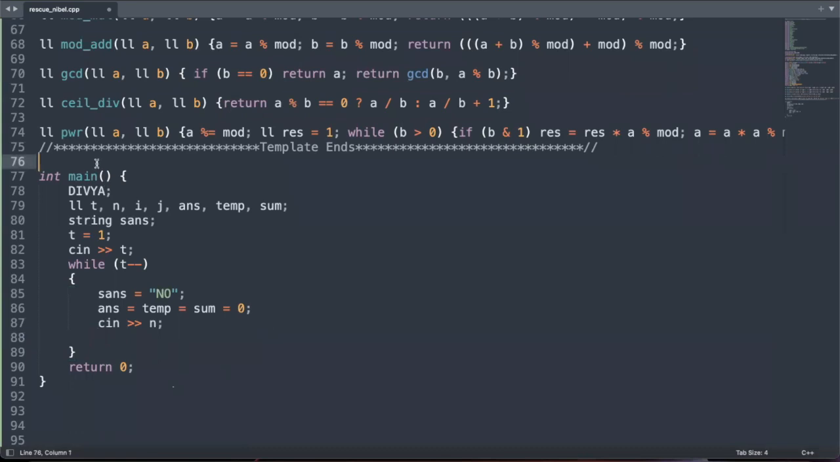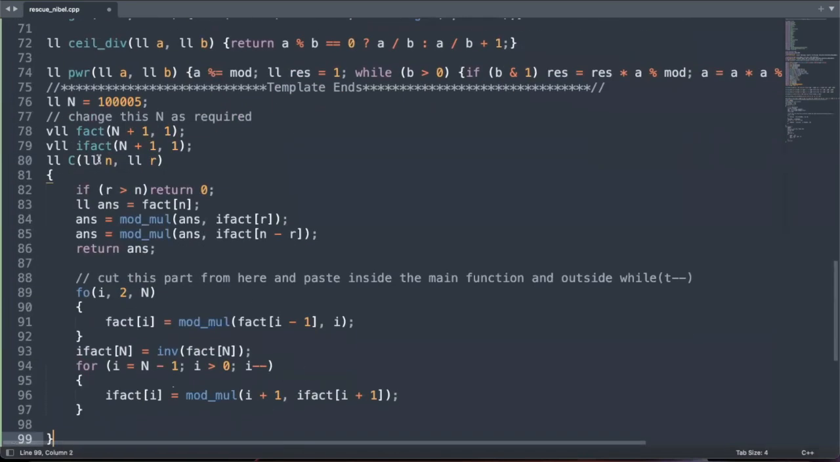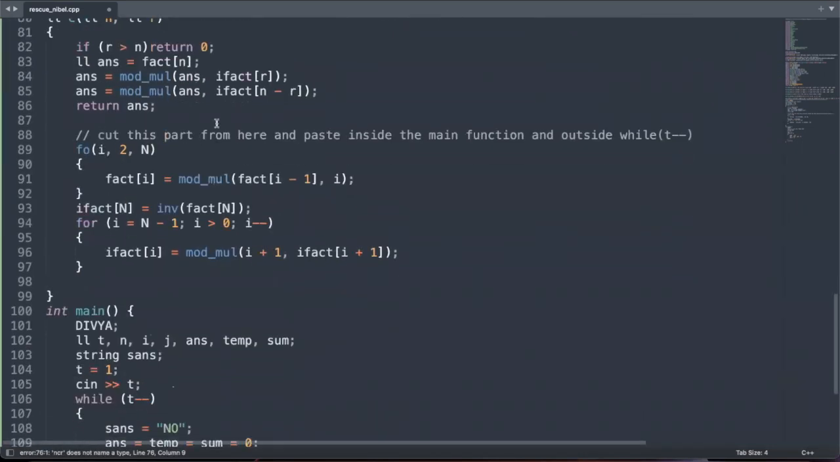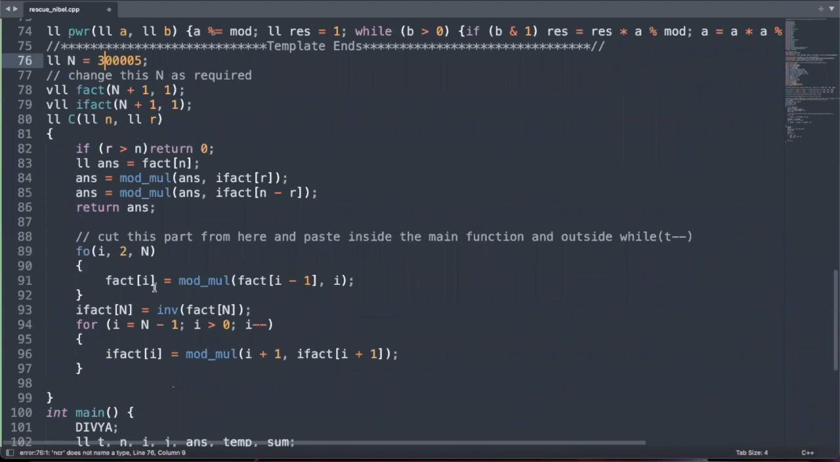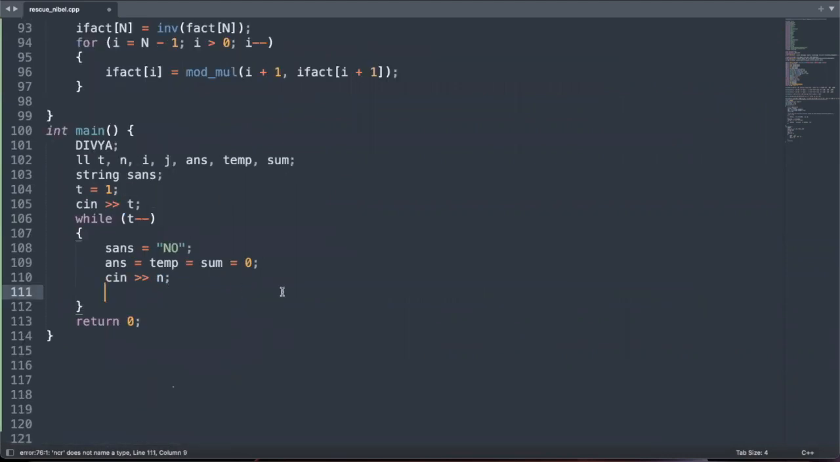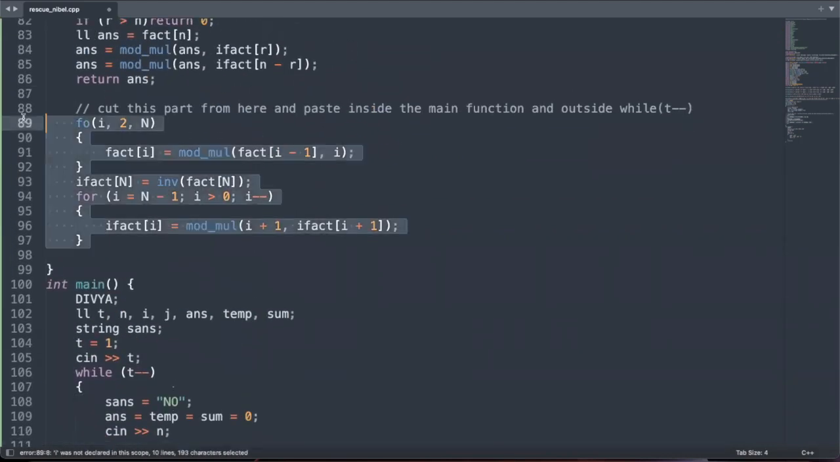All right, so we have to do combinations. So let's just copy this template of nCr values. I hope I don't need to explain how we calculate combinations. So now let's just go to the coding part.